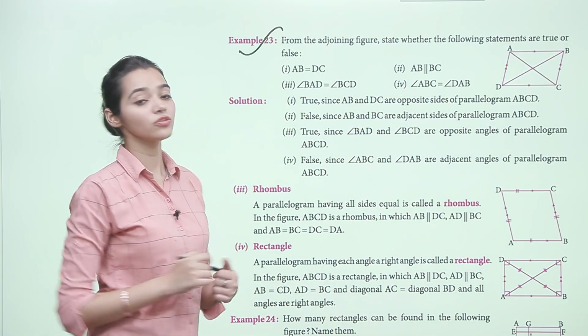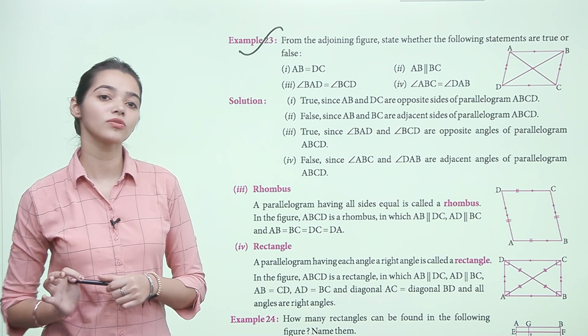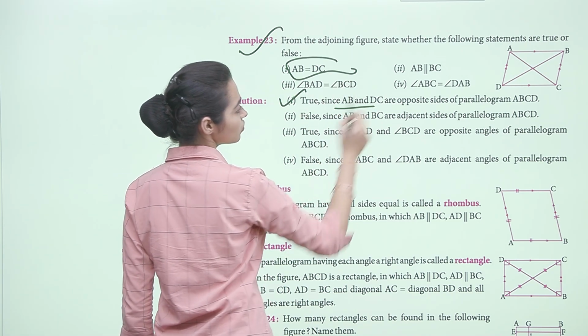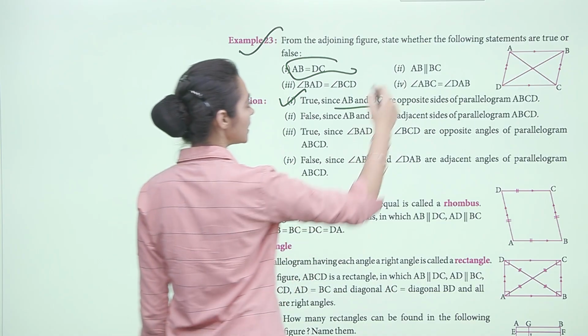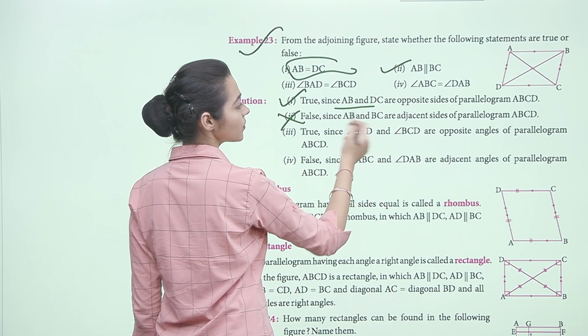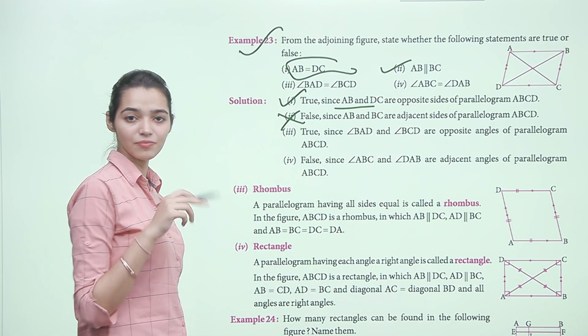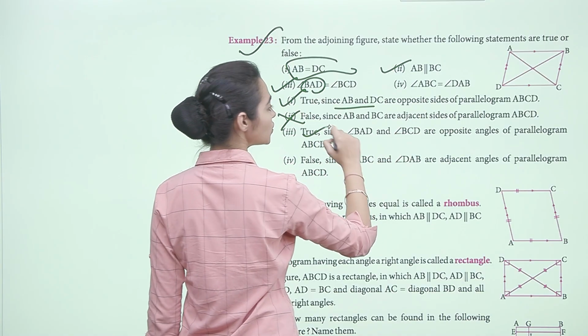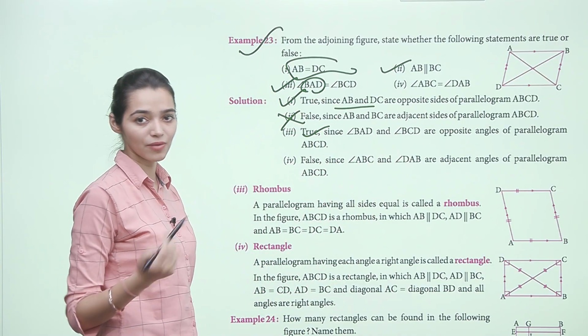Now in example number 23, from the adjoining figure, we have to state which of the following are true or false. So first one, AB is equal to DC. Yes, true, because opposite sides of a parallelogram are equal. AB parallel to BC. False, because adjacent sides of a parallelogram can never be parallel. Angle A equals angle C. True, because opposite angles of a parallelogram are equal.